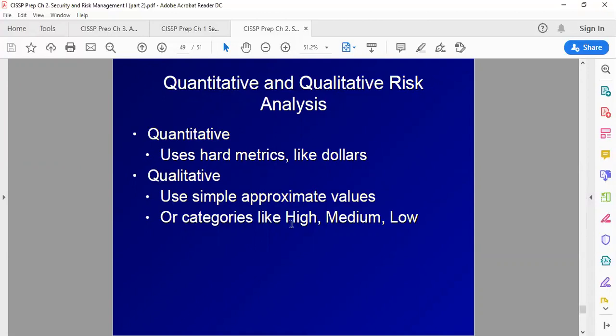So the categories are high, medium, and low, and this depends on probability: how likely it is to occur, for example how many times in one year, and how much loss there is. In monetary terms, if the loss is 1 million or 2 million dollars, it's quantitative. And if we are not able to measure the risk that way, then we say this is high risk, this is medium risk, and this is low risk.